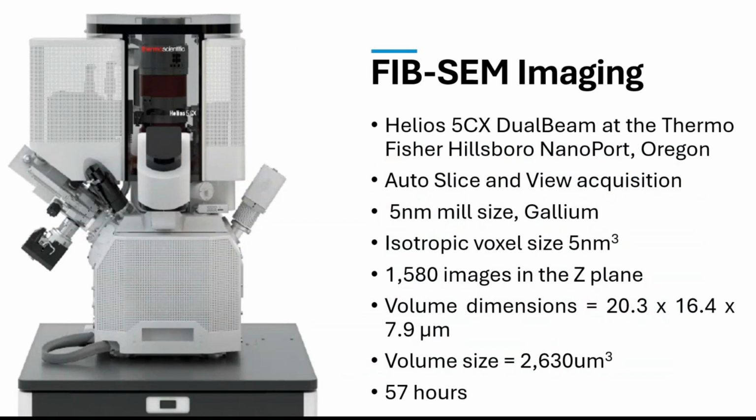The FIB-SEM imaging was done on a Helios 5 CX dual beam at the Thermo Fisher Hillsboro Nanoport in Oregon. The guys that run this were absolutely amazing to us and really generated some fantastic data. This was done using the AutoSlice and View. We did a 5 nanometer milling size gallium ion beam, 1,580 images in the Z plane. Our total volume was 2,630 cubic microns, and it took about 57 hours to collect these data.